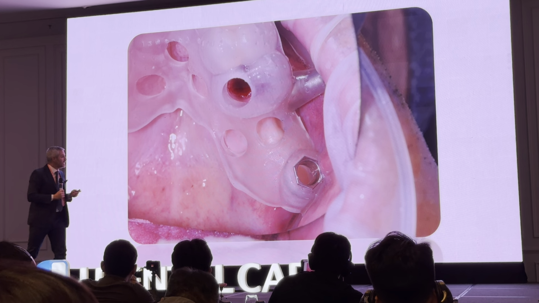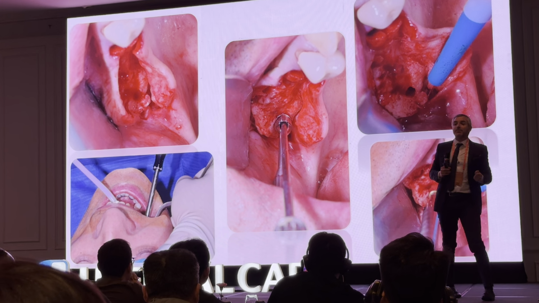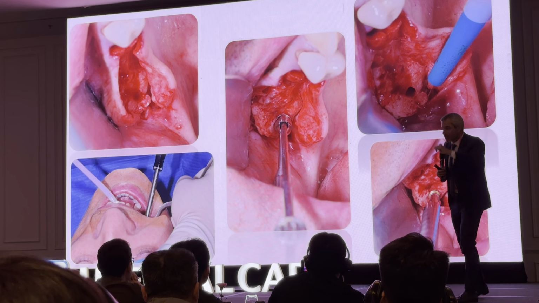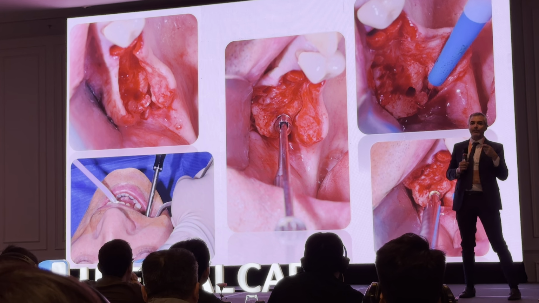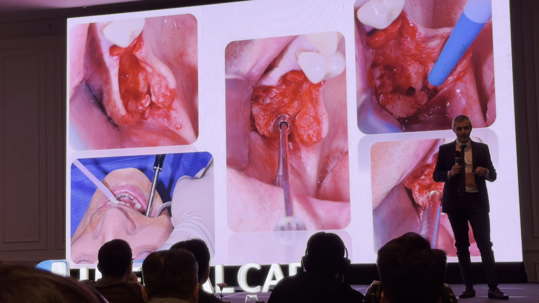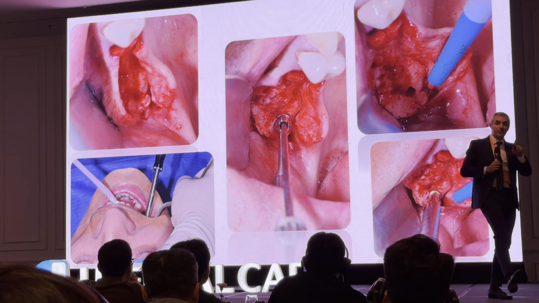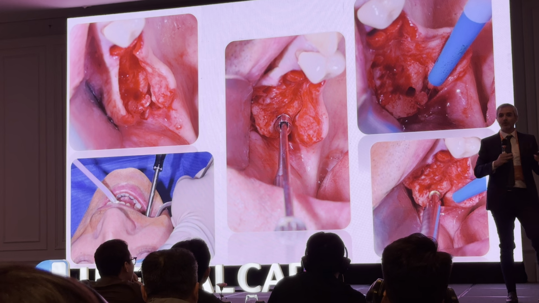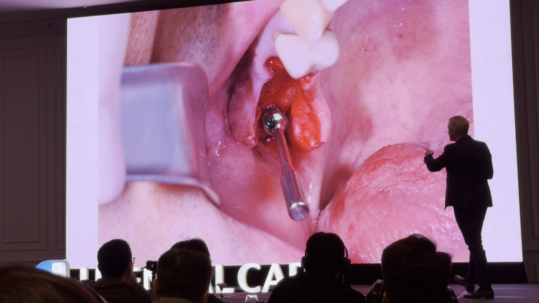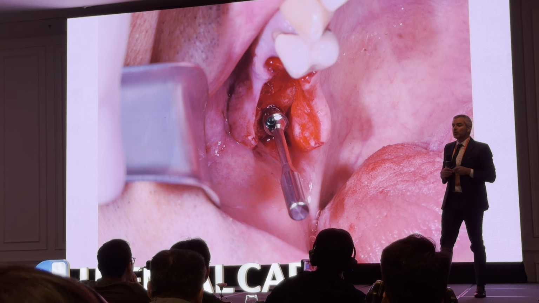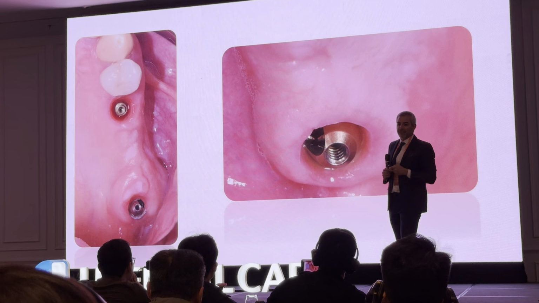Then I raise the flap. I finish my osteotomy in a freehand way, but it's easy because I'm guided from the first osteotomy, and then I put my implant freehand. Okay? You understand? It's important to understand because now I'm going to show you a development of the guided surgery. 70-degree MUA directly toward vestibular in order to make my life easier.